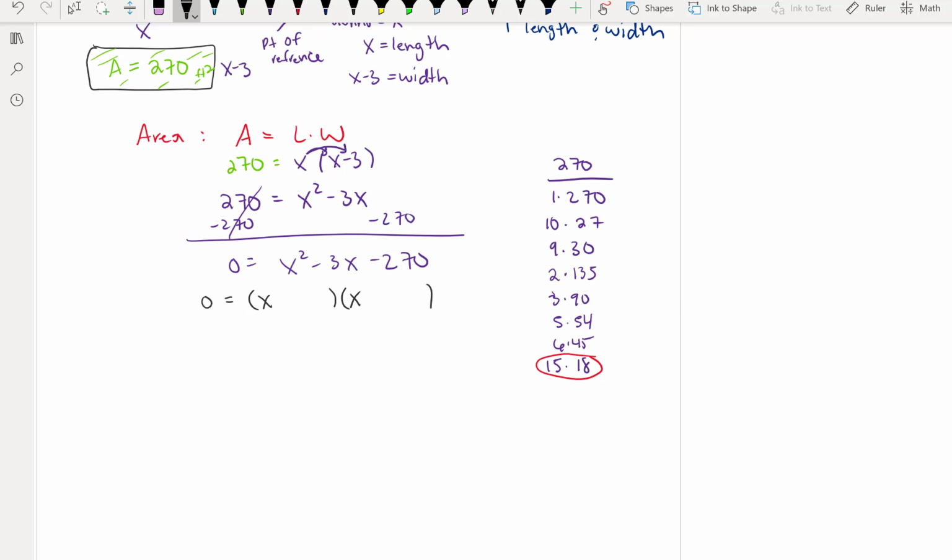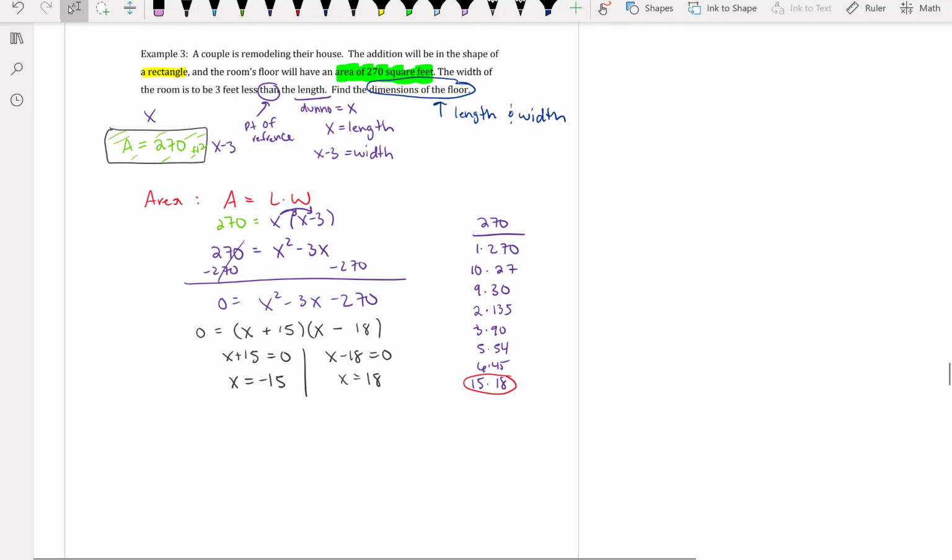So I know x times x is x squared. I know that 15 times 18 is 270. And if I have a negative 18 and a positive 15, that gives me a negative 3. So now I'm going to set each parenthesis equal to 0. So let's see. So I'm going to have x plus 15 is equal to 0. So x is equal to a negative 15. x minus 18 is equal to 0. So I have that x is equal to a positive 18.